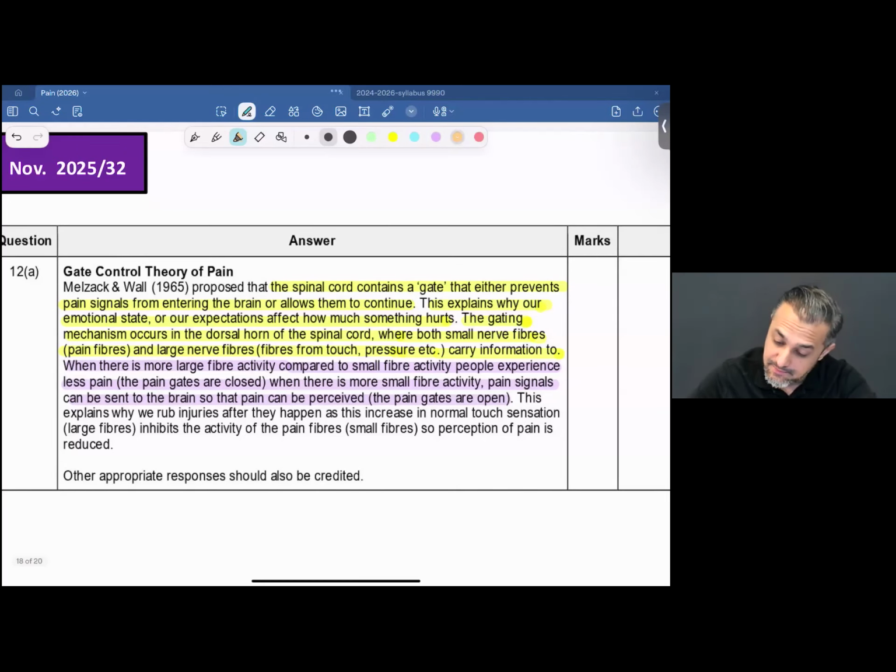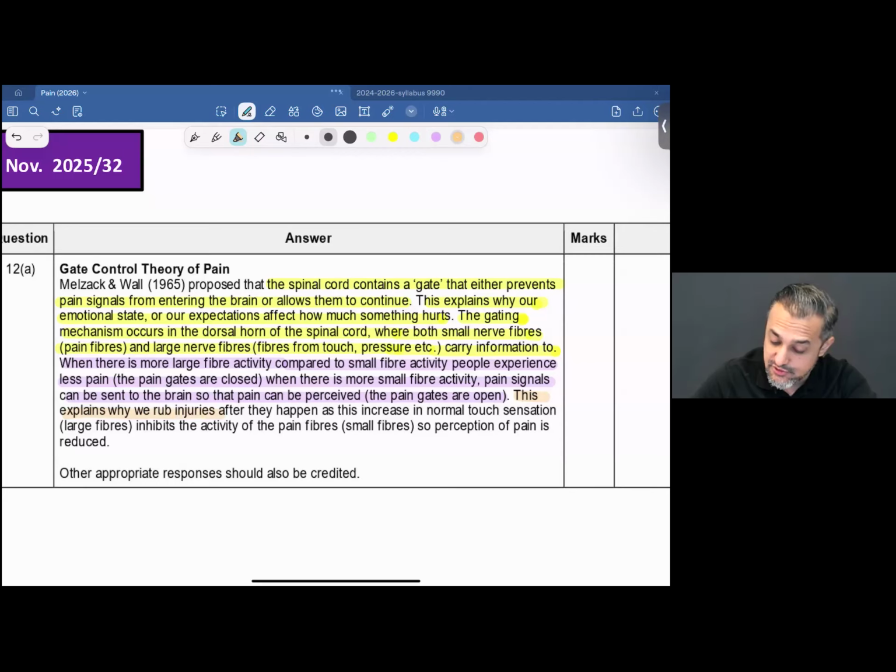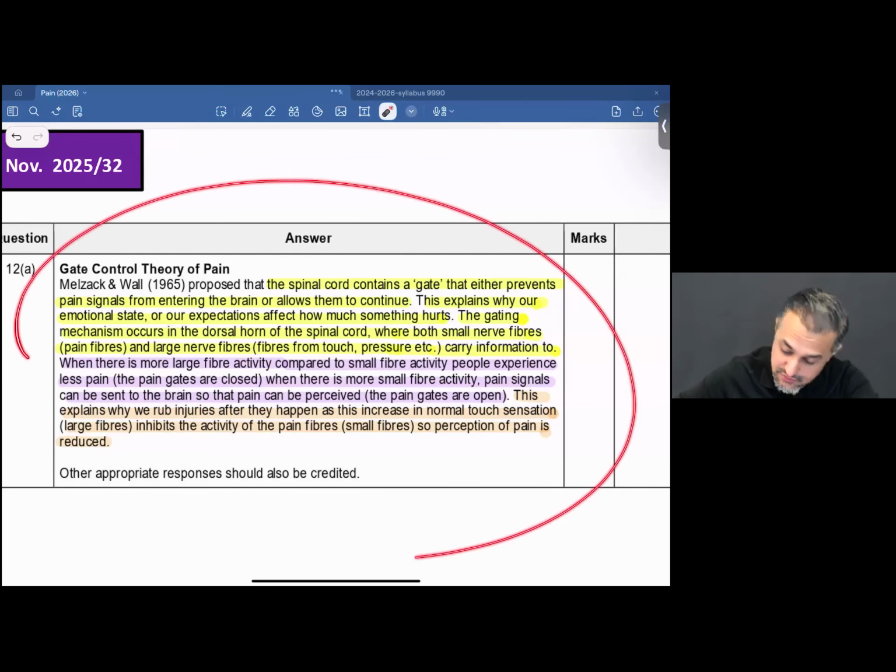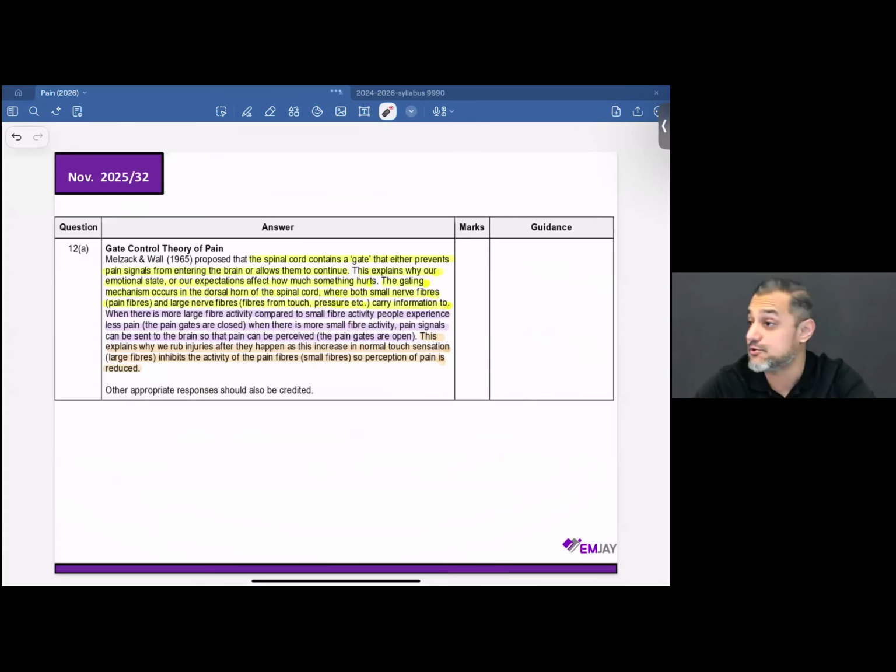Taking this ahead, this explains why we rub injuries after they happen, as this increases normal touch sensation. Large fibers inhibit the activity of the pain fibers, small fibers, so perception of pain is reduced. This is what is there in the marking scheme that is published by Cambridge.